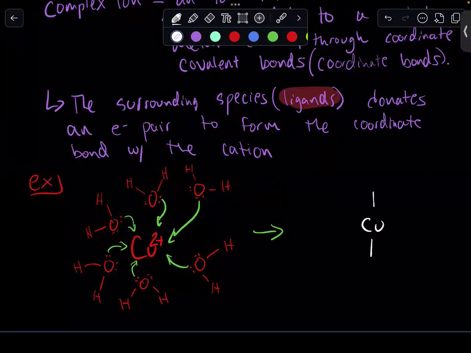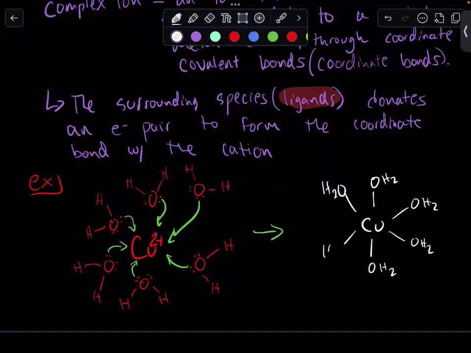Cu, OH2. OH2 is just shorthand for water. When you generally don't want to draw out all the bonds and you just kind of want to get the point across. On this side, I can put H2O. So I'm trying to be very clear that the bond is coming from the oxygen. And the whole thing has a charge of 2 plus.